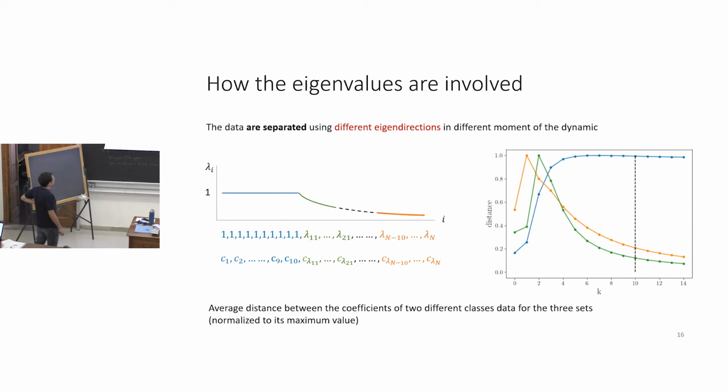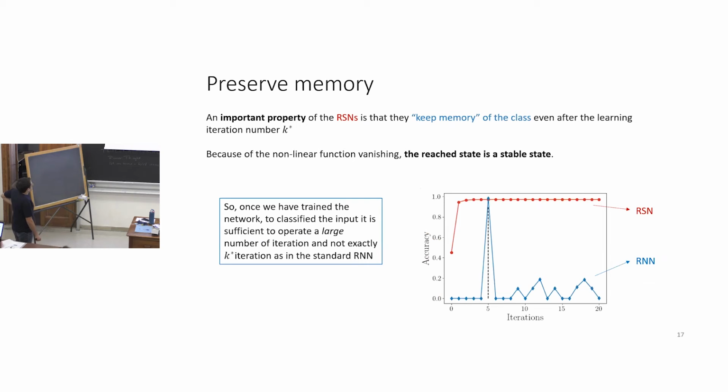Okay. This is an important property of the recurrent spectral network, because it becomes linear. So if you plot the accuracy of the recurrent spectral network on different iterations, and you also compute the accuracy of a standard recurrent neural network, as you can see, the standard recurrent neural network shows a high accuracy only when the number of iterations matches the number of iterations you used during the training procedure. So you have to know the number of iterations used during the training.